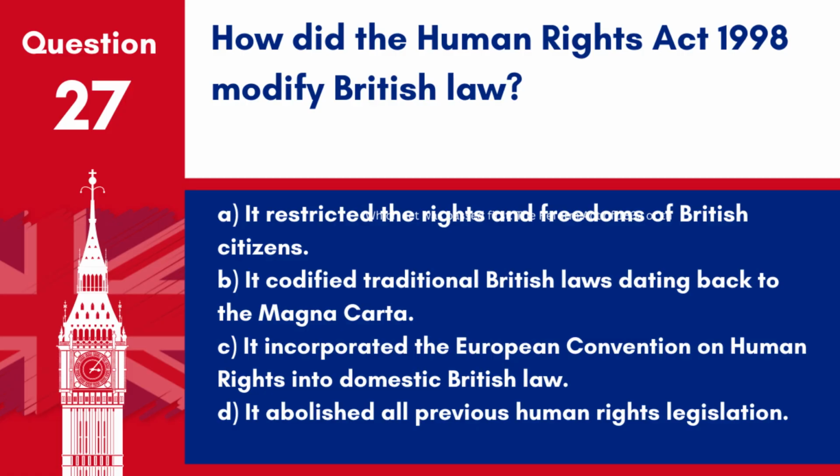Question 27. How did the Human Rights Act 1998 modify British law? A. It restricted the rights and freedoms of British citizens. B. It codified traditional British laws dating back to the Magna Carta. C. It incorporated the European Convention on Human Rights into domestic British law. D. It abolished all previous human rights legislation.